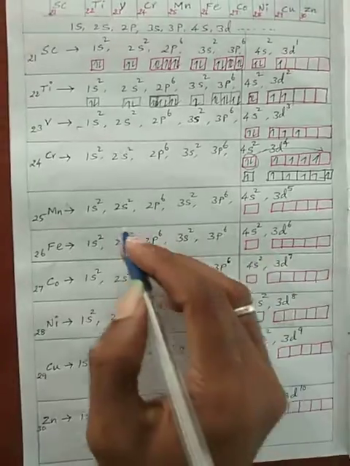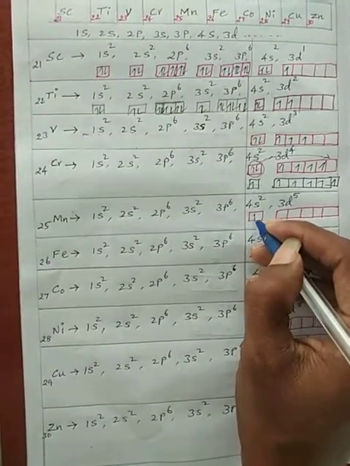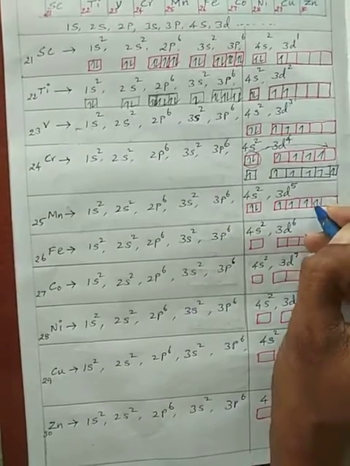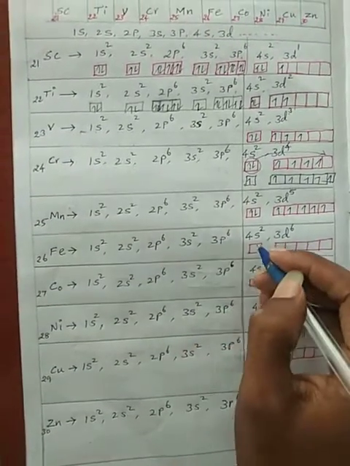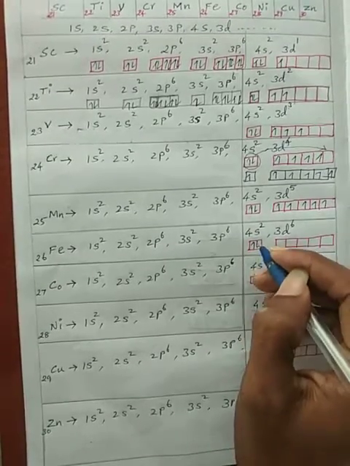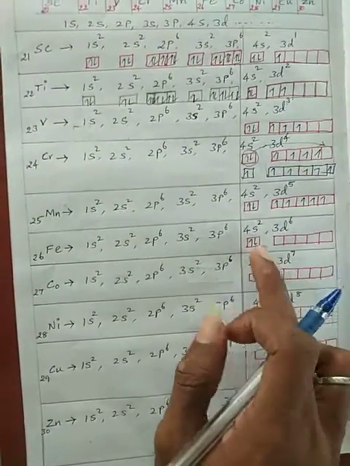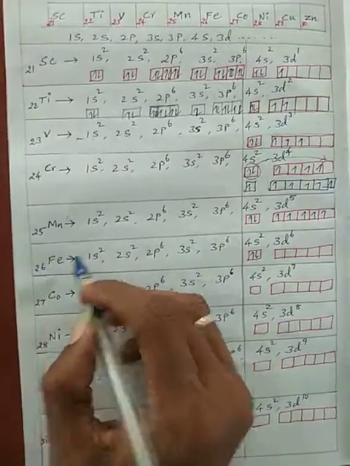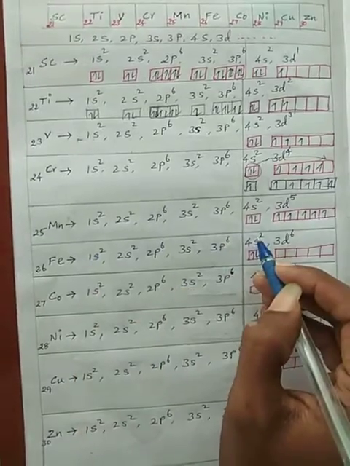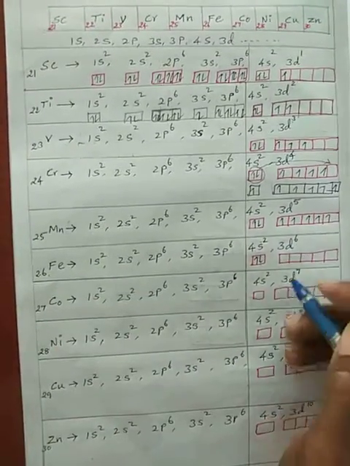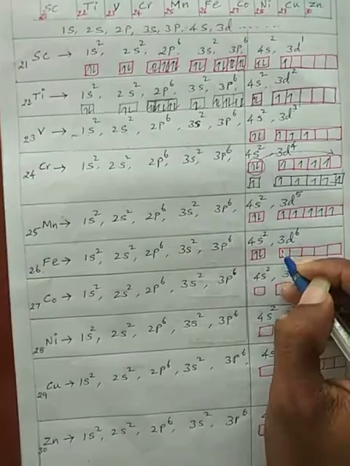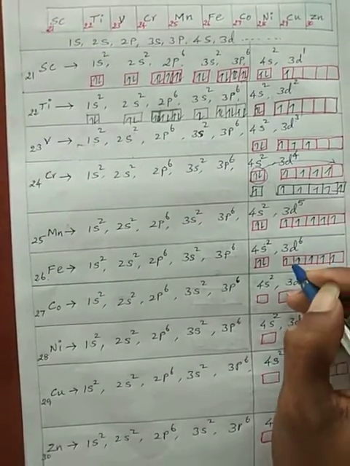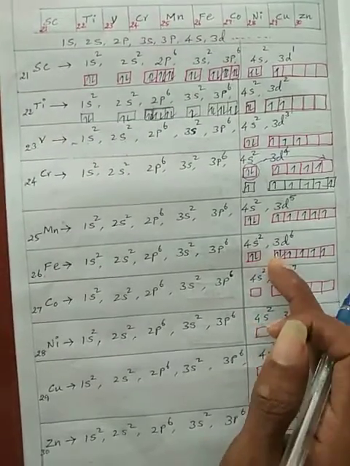Manganese: 4s2 is completely filled, and 3d5 is half filled. Next iron: 4s2 completely filled, and the electronic configuration is 20 plus 6, which is 26. The keyword is 4s2 and 3d6. Clockwise arrows first, then an anti-clockwise one: 5 plus 1 is 6.